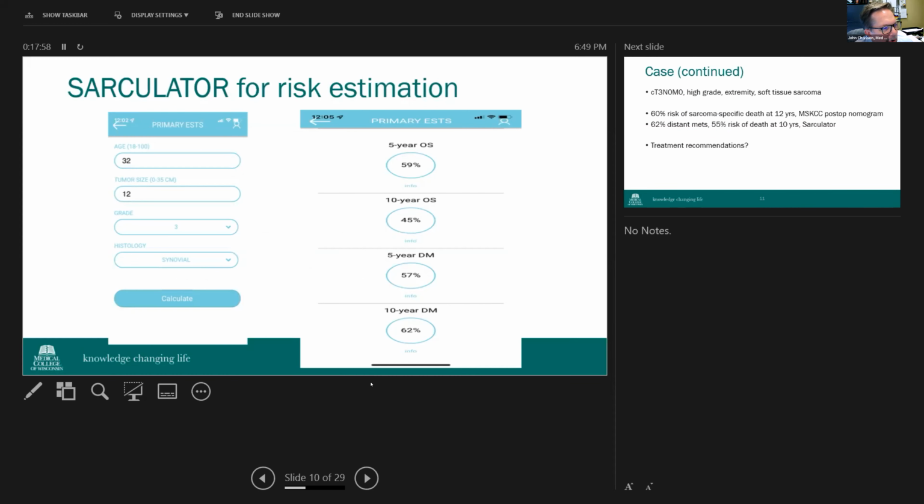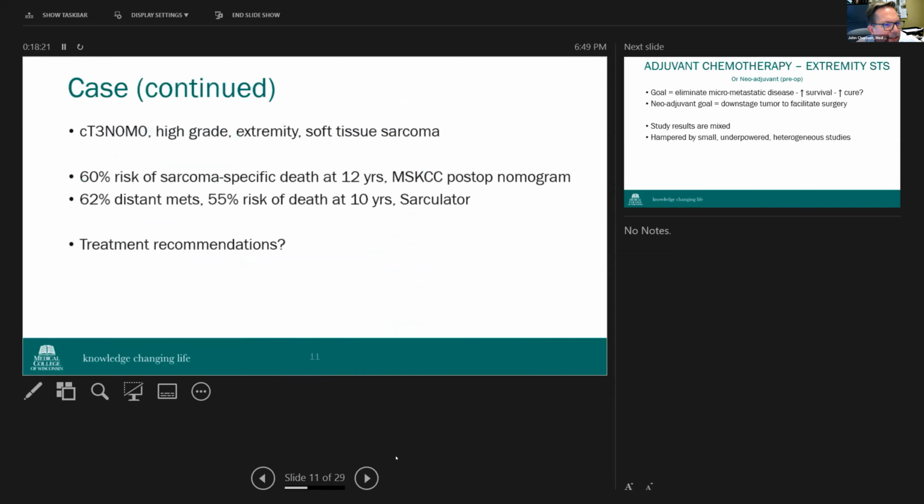For our patient, if you put his features into Sarculator for a primary extremity soft tissue sarcoma, you see that the predicted 10-year overall survival is just 45%. This is kind of a high-risk tumor. His risk of distant metastasis at 10 years is 62%. So we're starting to get the picture that this thing has some risk associated with it.